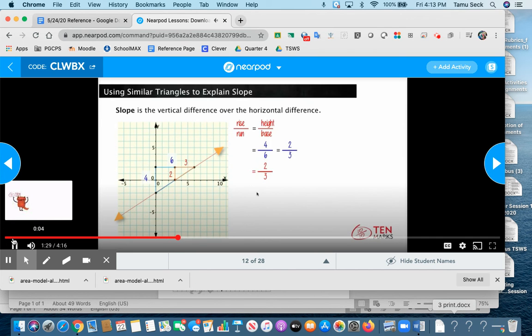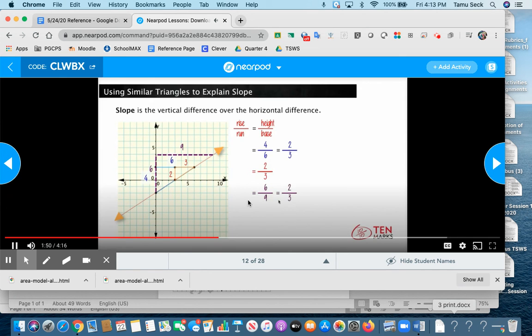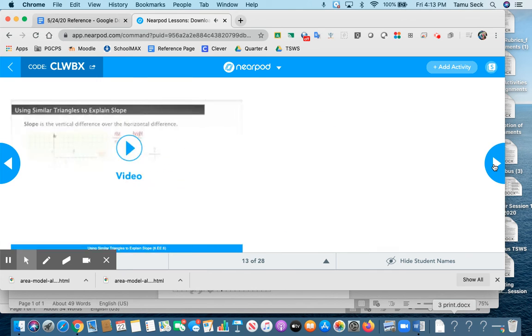Now no matter what right triangle you draw on the line, the ratio between the sides will always be 2:3, giving you 2/3 per slope. See over here, we've added a new triangle with a height of 6 and a base of 9, and that will again reduce to 2/3.